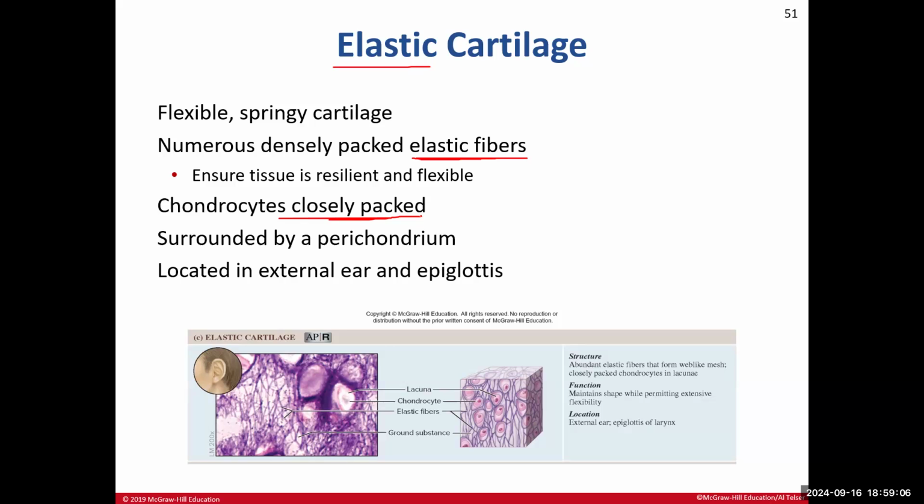And so you're going to see this type of tissue in the pinna, or your auricle of your ear, and then your epiglottis, right? That's that flap that covers over the opening to your trachea. So when you're swallowing fluid or when you're eating something and you're swallowing, that material will push that epiglottis over the glottis, the opening there to your trachea, so no fluid or food goes down into your lungs. And it goes into the esophagus only. All right, that's elastic cartilage.